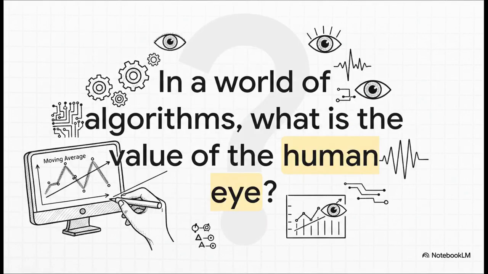And that kind of leaves us with one final thought to chew on. Think about it. A moving average can be completely programmed into an algorithm. But a trend line, something drawn by a human hand, is often recognised and respected by those very same computer programs. So in a world that's becoming more and more automated, what does that tell us about the real enduring value of the human eye?